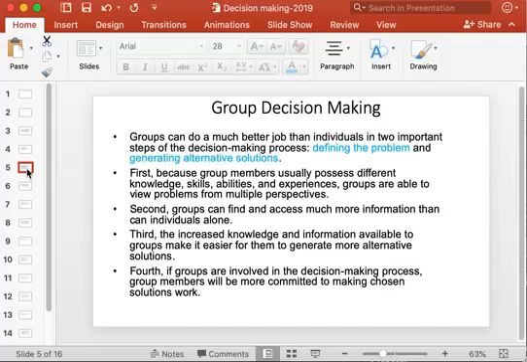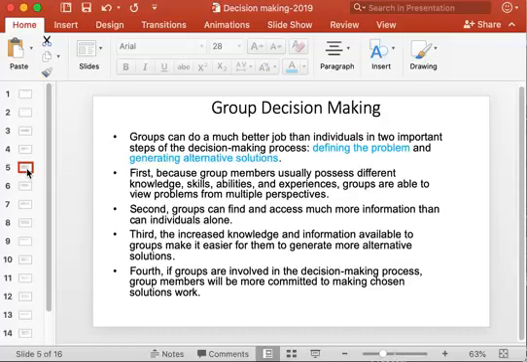more alternative solutions. The first reason is because group members usually possess different knowledge, skills, abilities, and experiences. Groups are able to view problems from multiple perspectives, and that will help in actually defining the problem much better and coming up with better and more alternative solutions.